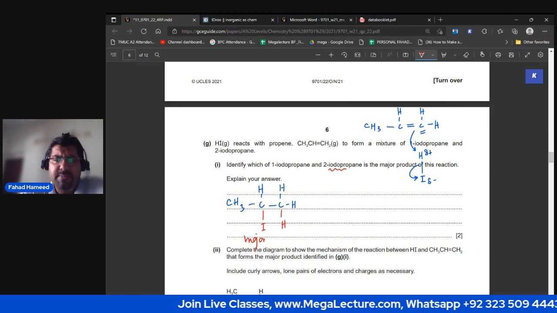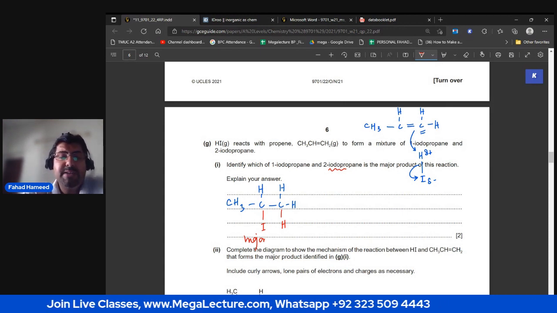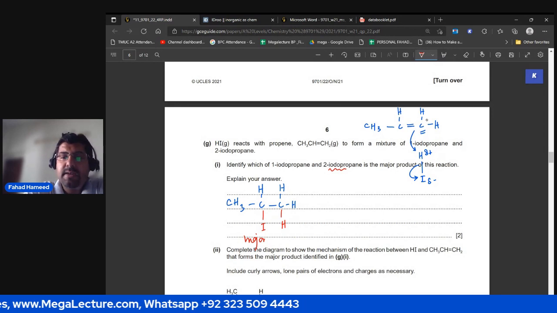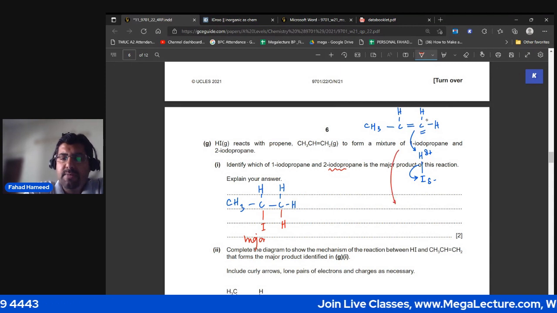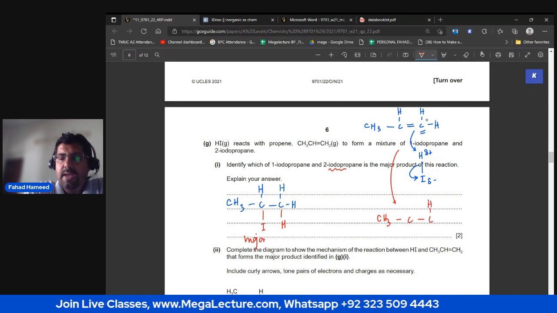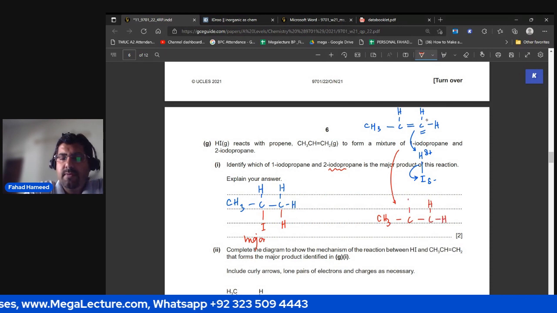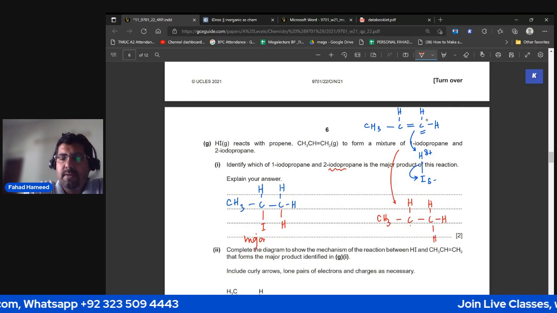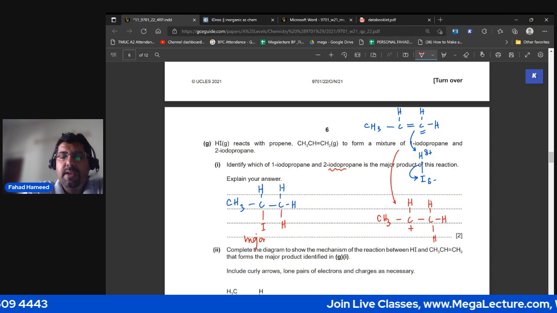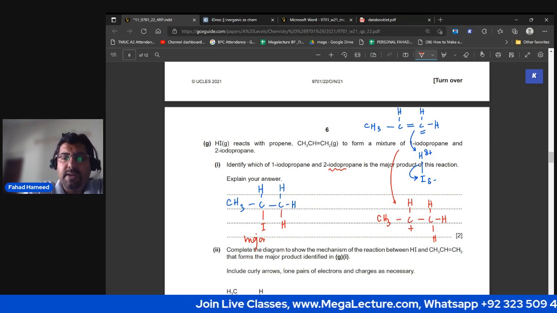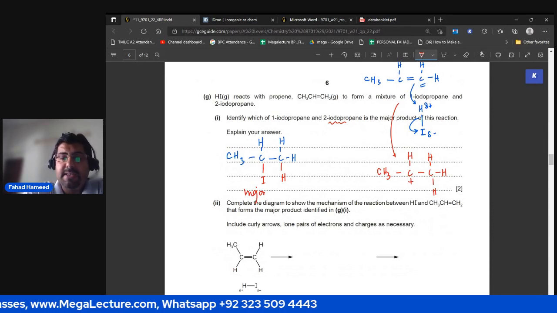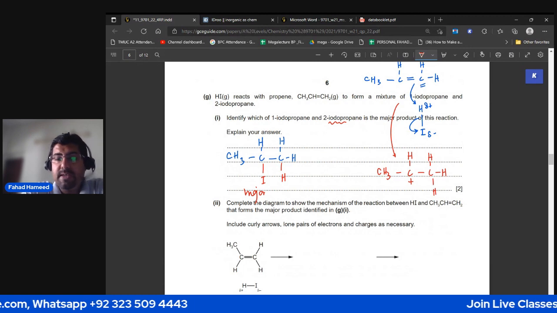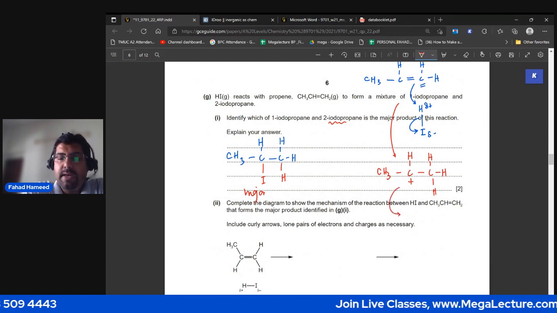You figured out what the major product is, and the explanation for that is that when this reaction happens, a carbocation is going to be formed, with H bonding to this one, and this carbocation would be formed. Now, this carbocation is a 2-degree carbocation, and 2-degree carbocations are more stable because they have more electron donating alkyl chains. So the other part of the explanation would be that it's got a 2-degree carbocation.